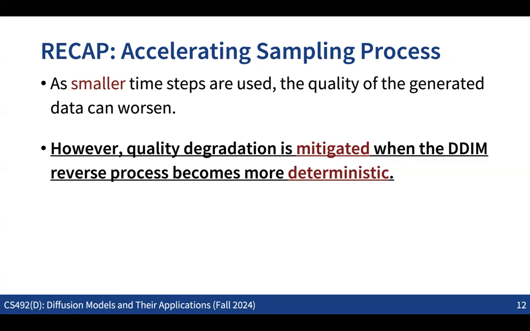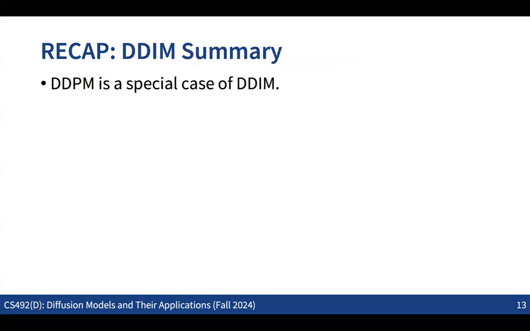But the interesting empirical observation is that as we make the reverse process more deterministic in the DDIM formulation, the quality degradation with the fewer number of time steps becomes mitigated. I don't know whether this is proved, but my understanding is that this is more about empirical observations. You can also test this out in the assignment as well.